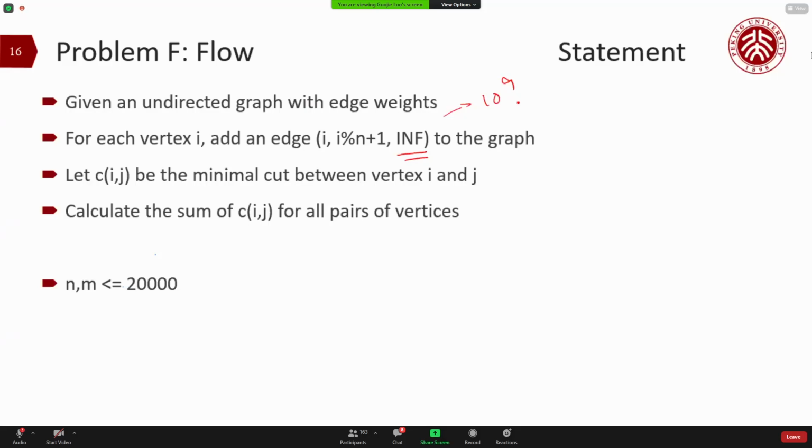And let Cij be the minimum cut between vertex I and vertex J. We need to calculate the sum of Cij for all pairs of vertices, so the sum of cuts for all pairs of vertices. N and M are in a medium scale, 20,000. So in this problem, we need to calculate the sum of cuts. Questions? Yeah, so that's the problem setter.